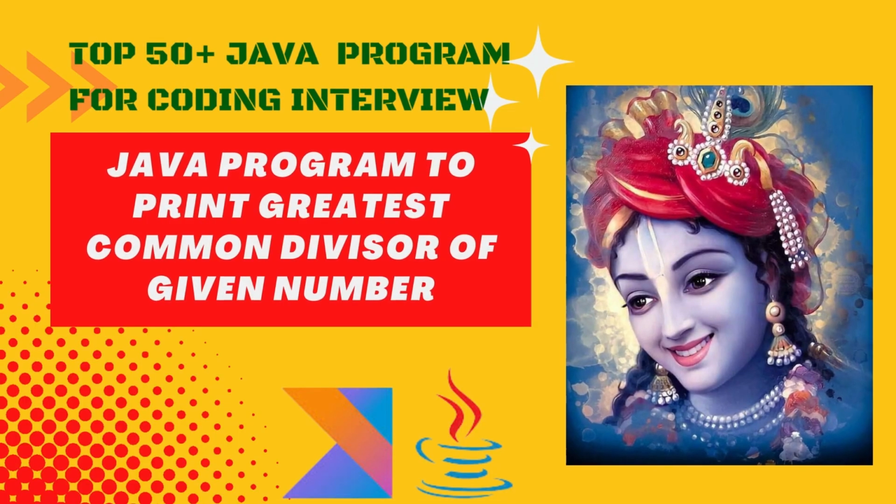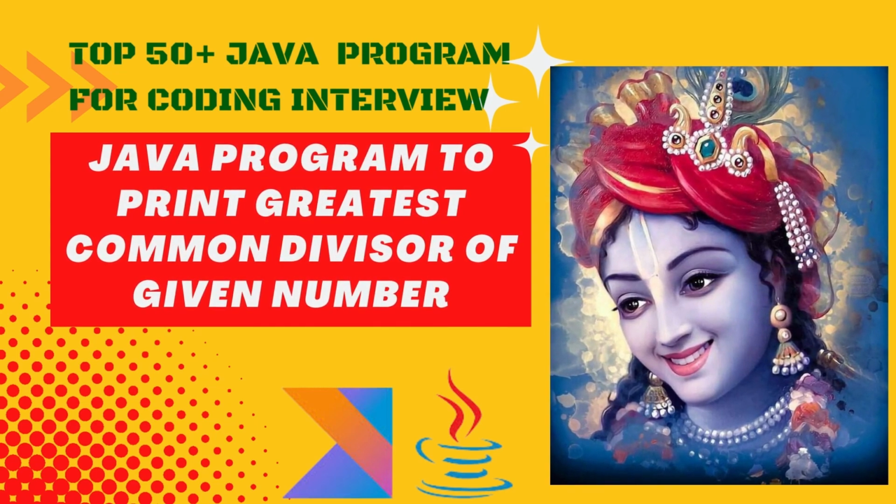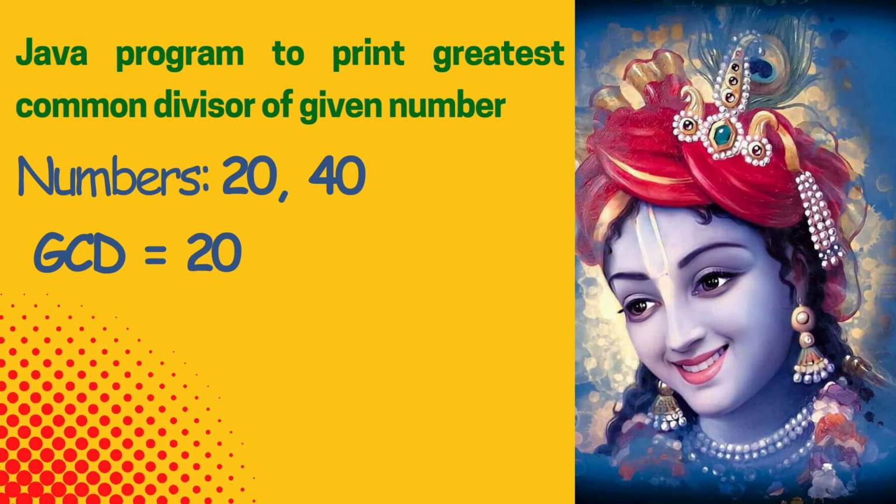In this video, we are going to write a Java program to print the greatest common divisor of given numbers. For example, there are two numbers, 20 and 40. The greatest common divisor for these two numbers is 20. Let's practically implement this using a Java program.